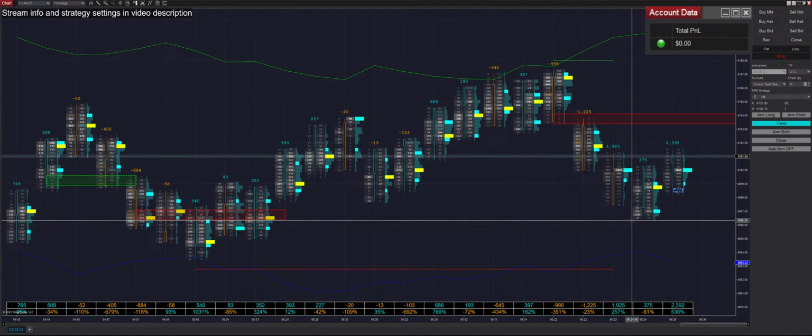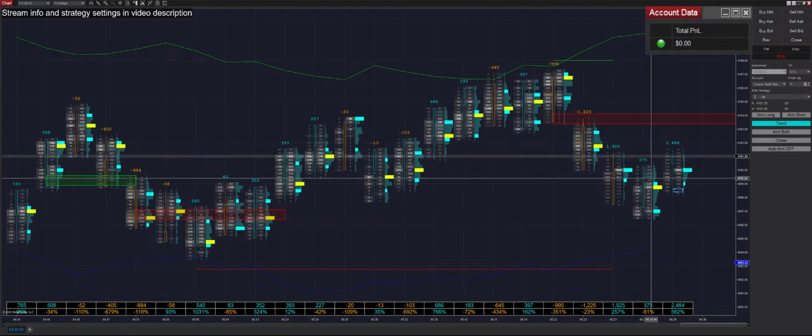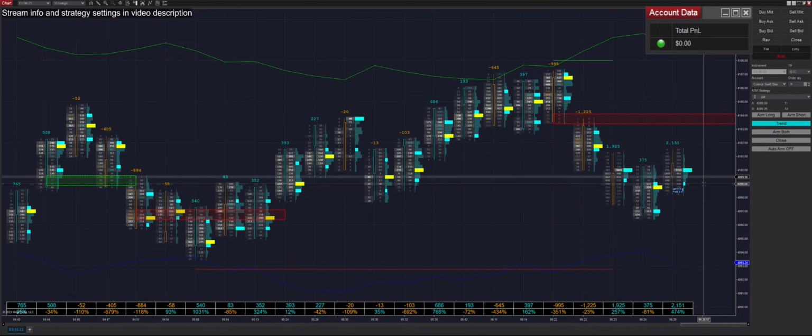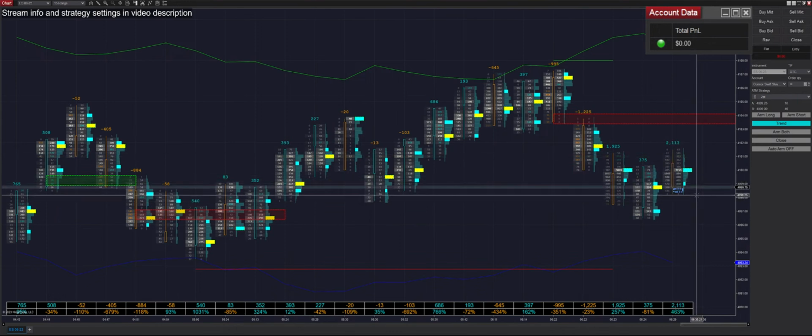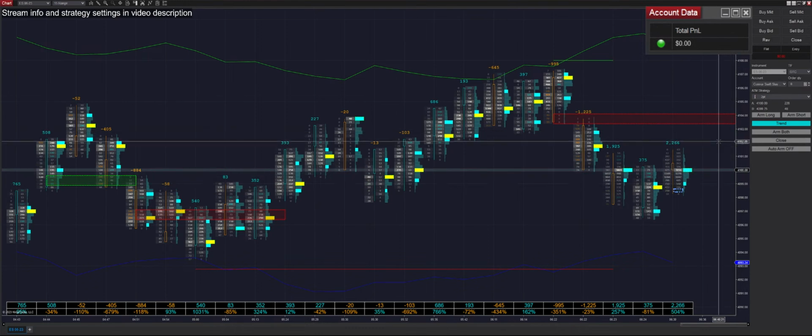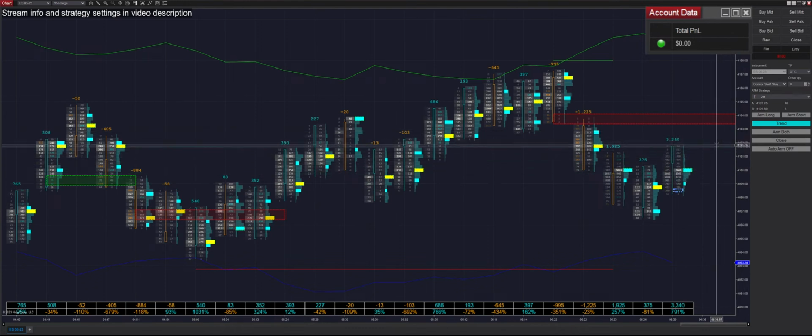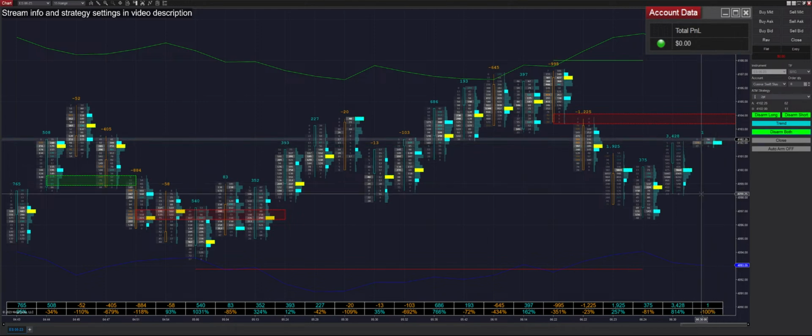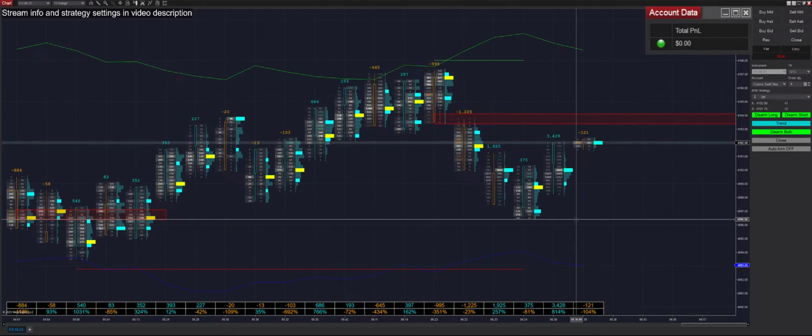So once again, we're on ES. Market is about to open here, and we're going to be starting it out in trend mode. We've put together our stop loss, and we've tightened our stop loss and our take profit. So there we go. We're going to be arming it in both directions from here.